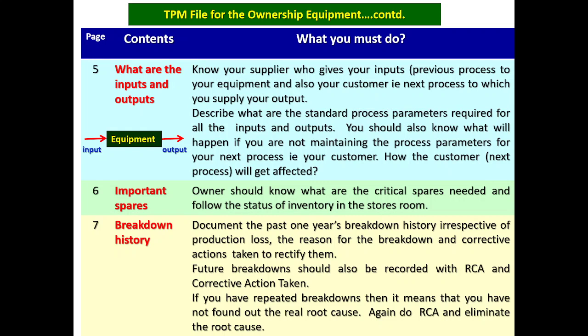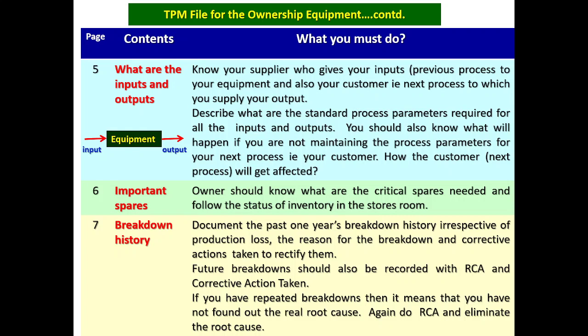How the customer, the next process, will get affected. You should understand that ultimately the company suffers. Similarly, you should monitor the process parameters for its inputs too. If there is any deviation in the input parameter, you should alert the previous process immediately to take corrective action.